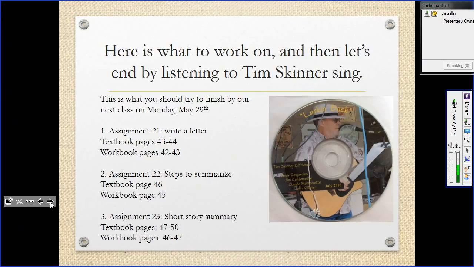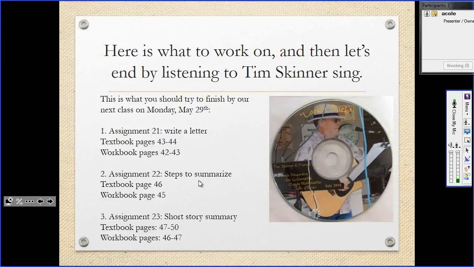But because the lines are really big and there's lots of space in between them, you might not quite have enough because it's like a lined sheet of paper. So you can always take a different sheet of paper and write it on that and hand that in instead if you'd like to. Second thing, assignment 22, that's those steps to summarize.